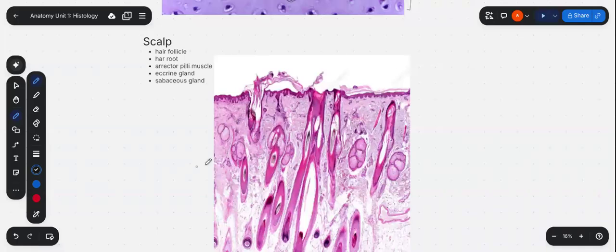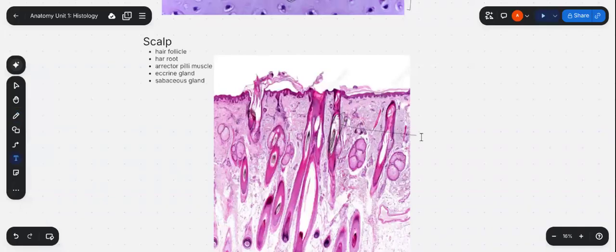So, first you have your hair follicle. Hair follicle is going to just be this whole thing over here. So, the canal where the hair is sitting. Hair root is going to be talking about the actual color inside. So, this bigger circle all around over here, that is your hair follicle.